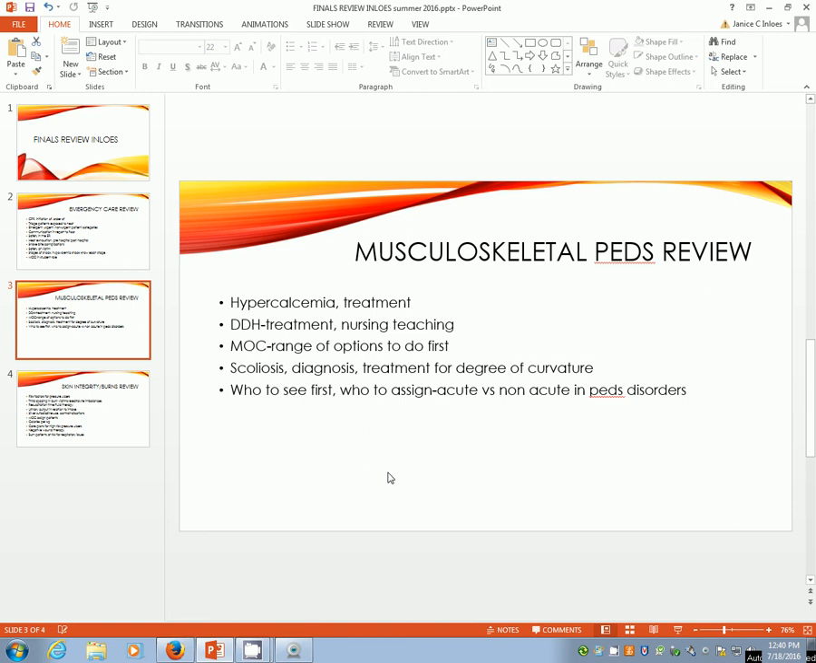Your scoliosis, be sure you know how to diagnose the degrees. If they're less than so many degrees, they're only watched. If they're over so many degrees, they have to be treated in a brace. If they get over 45 degrees, they have to have surgery. So be sure and look at those and the treatment for each one of those.